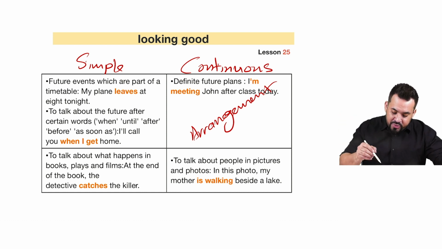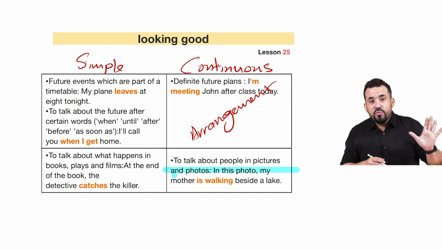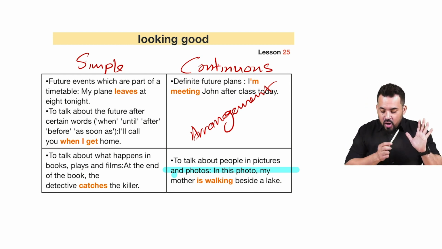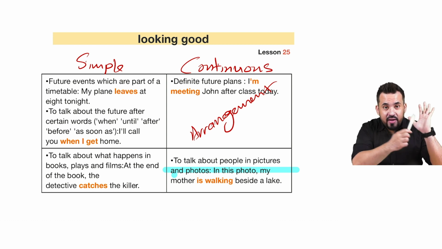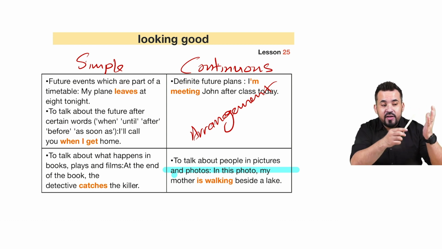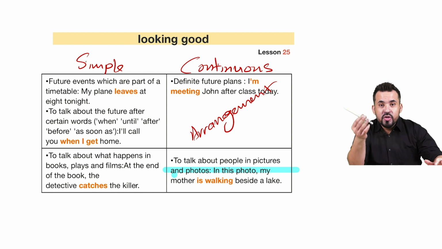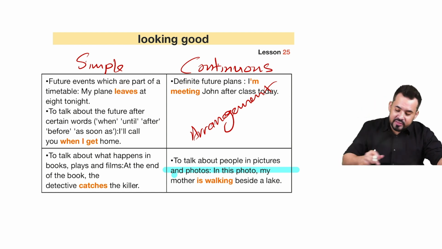As for the present continuous, to talk about people in pictures and photos. So when we're showing someone a photo, like, my mother is walking beside the lake. So we are explaining things on a photo to someone, and we use the present continuous.